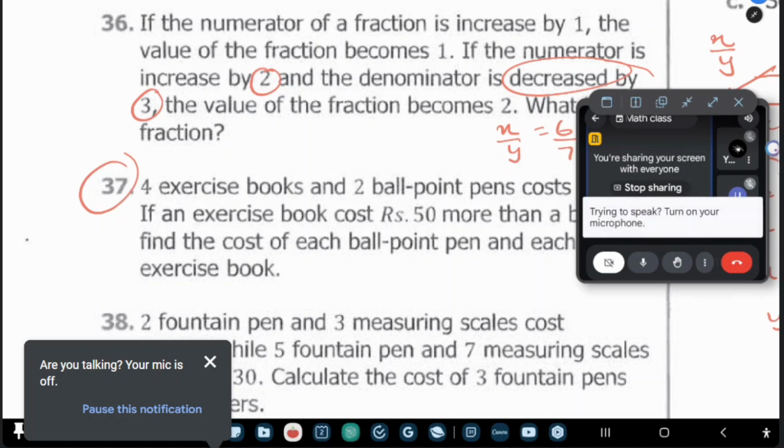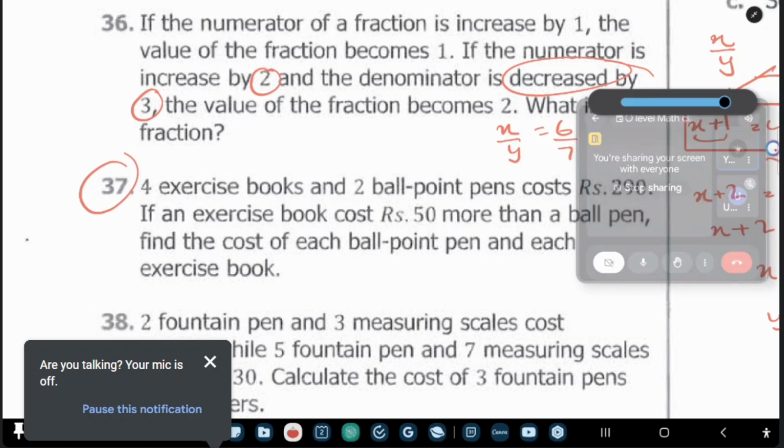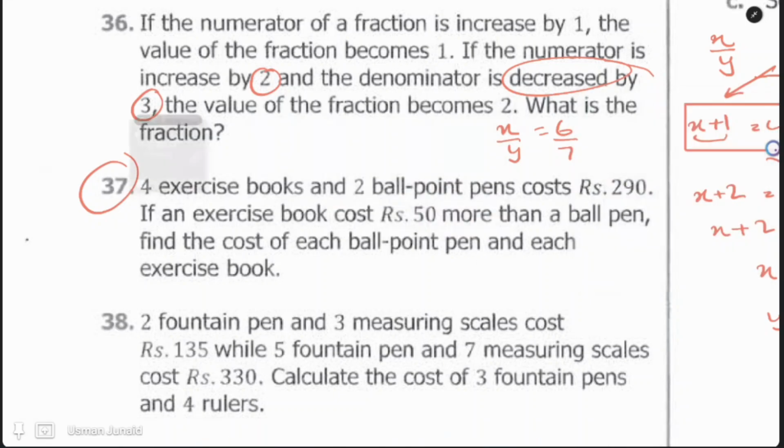How far did you get? So I'm almost done. Can you tell me what did you make the equation? So it will be 4x plus 2y is equal to 290. Okay, and so you took this as x and you took this as y. Okay. So 4x plus 2y gives you 290. Yes. Second, y minus 50 is equal to x.